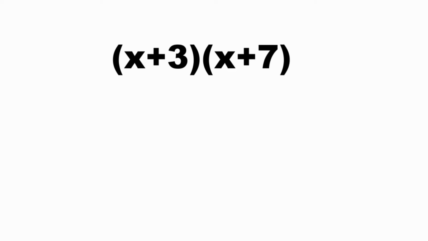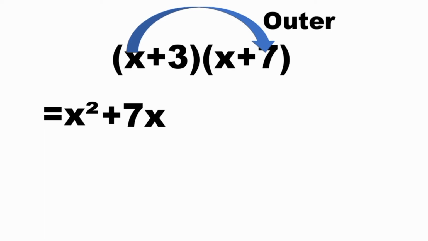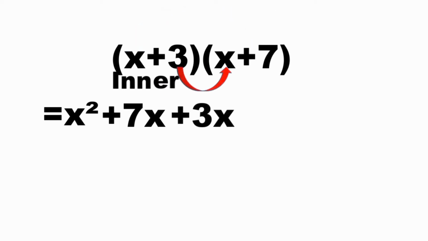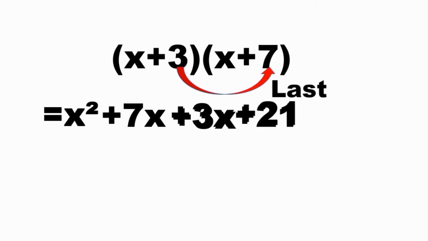Using FOIL, we multiply the first: x times x is x squared. Next is the outer: x times 7 is 7x, plus 7x. Then we multiply the inner: 3 times x is 3x. And the last: 3 times 7 is 21, so plus 21.